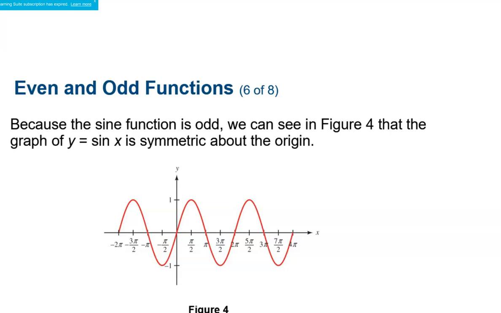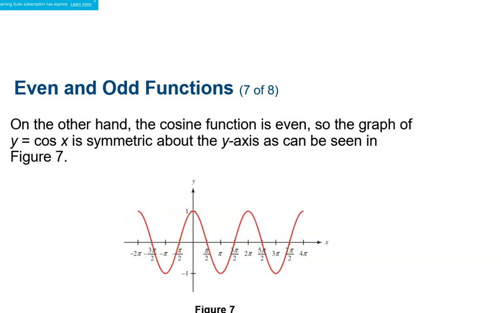Because the sine function is odd, we can see from the drawing that the graph of y equals sine x is symmetric about the origin. On the other hand, the cosine function is even, so the graph of y equals cosine x is symmetric about the y-axis, meaning that if we fold the graph about the y-axis, it will be symmetric on both sides.